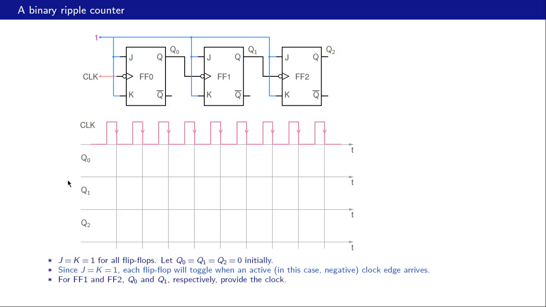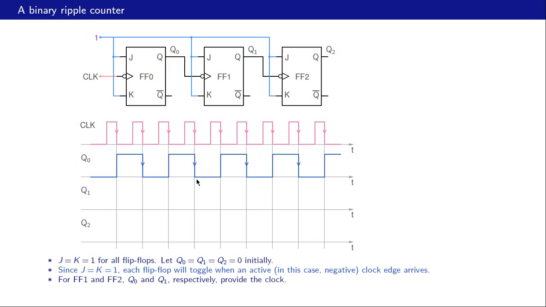And we are now in a position to draw these waveforms. Since Q0 is 0 in the beginning, it's going to toggle at this point because there is an active edge there, and the clock is actually serving as the clock for the first flip-flop. So here it will toggle to 1. Once again, when an active clock edge comes, it's going to toggle, go back to 0, then go back to 1, and so on. So that's going to repeat for Q0, like that.